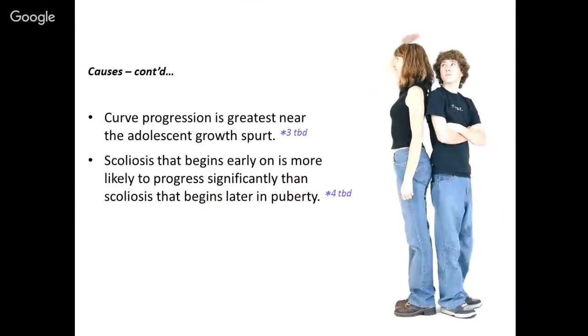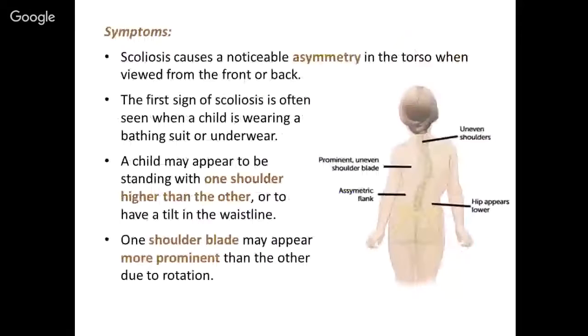So more causes. Curve progression is greatest near the adolescent growth spurt, and we'll discuss why from the holistic perspective. And scoliosis that begins early on is more likely to progress significantly than scoliosis that begins later. So this is all part of the unknown, and we will discuss our perspective a little bit further on.